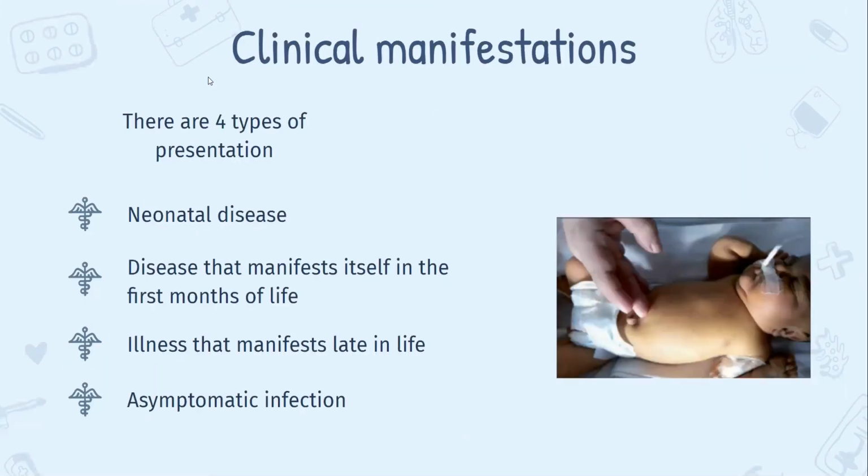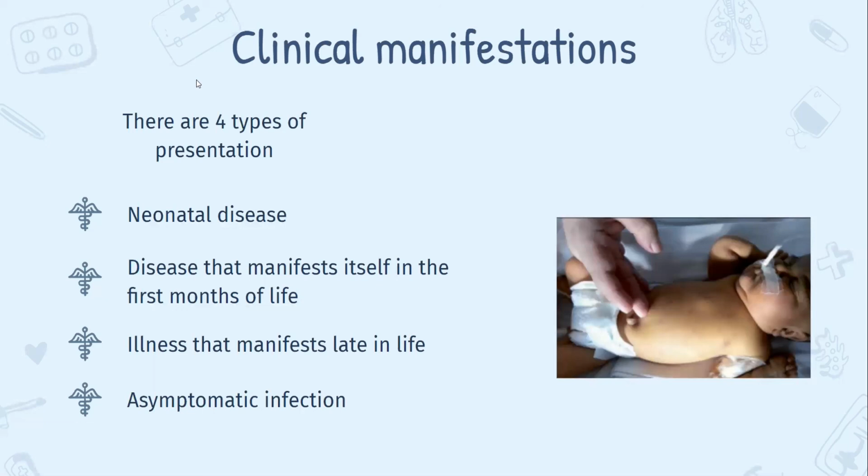My name is Jose Gonzalez, and I'm going to talk about the clinical manifestations of toxoplasmosis. There are 4 forms of presentation. The neonatal disease severely affects the newborn with clinical expressions of a general disease, with symptoms like hydrocephalus and brain calcifications, this one being the most characteristic. Disease that manifests in the first months of life: the diagnosis is made months after birth, since some symptoms may go away with treatment.